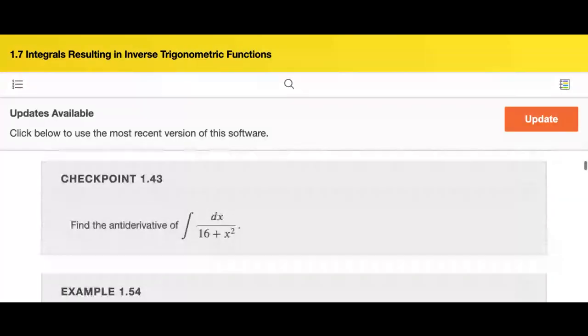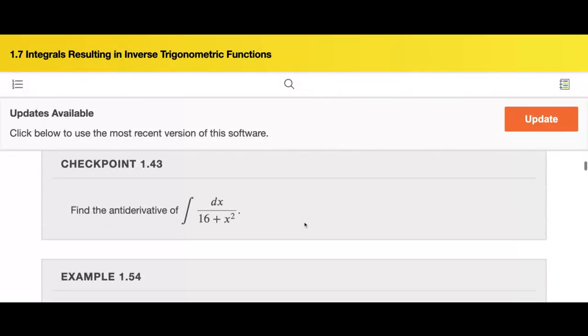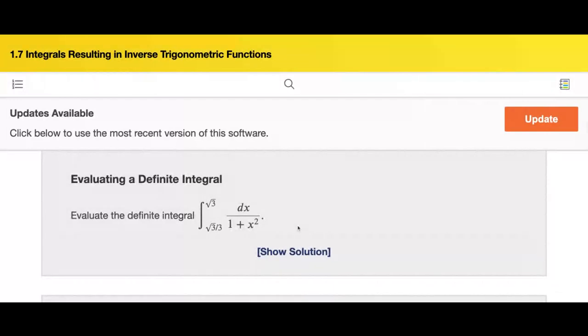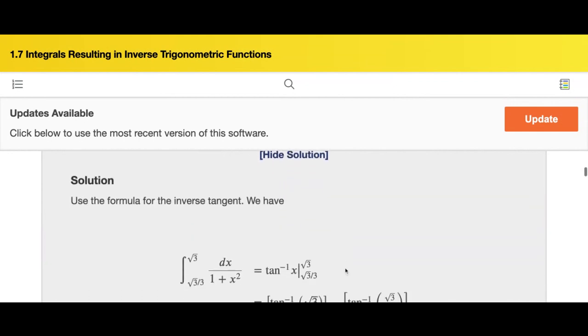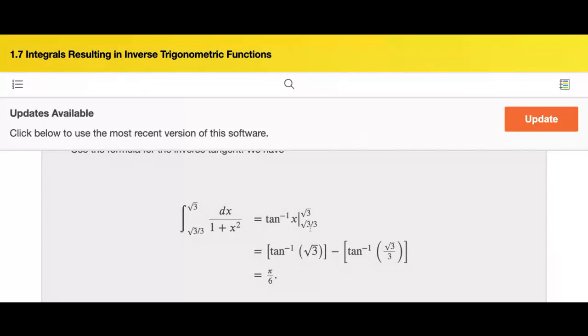All right. So here a equals 4, right? U is just x. So let's see this one. We have 1 plus x squared, evaluated from square root 3 over 3 to square root 3. So we get arctangent of x. We want to evaluate from square root 3 over 3 to square root 3.